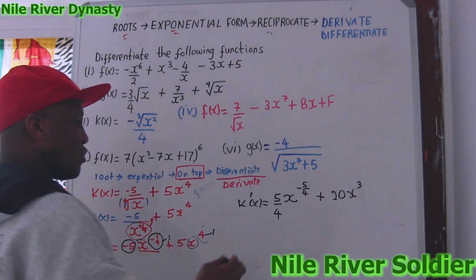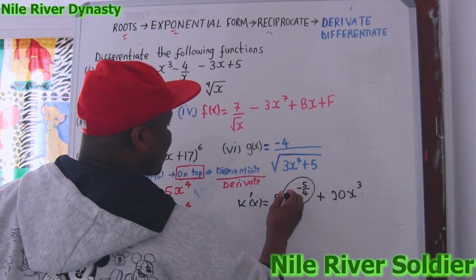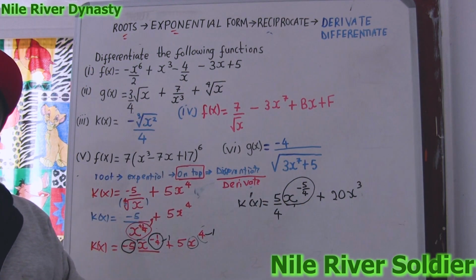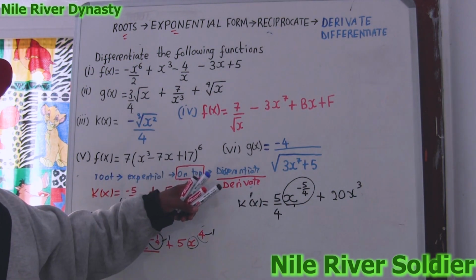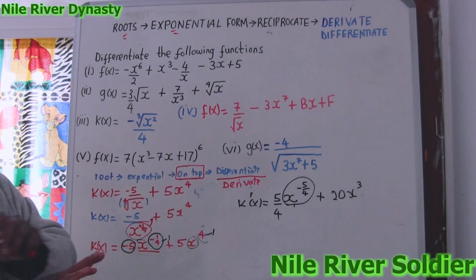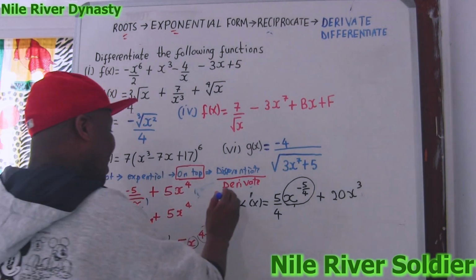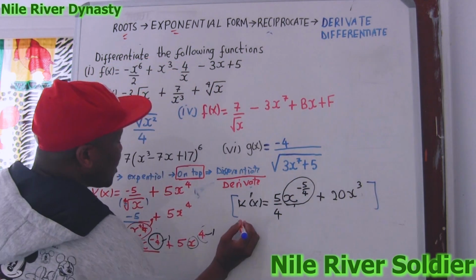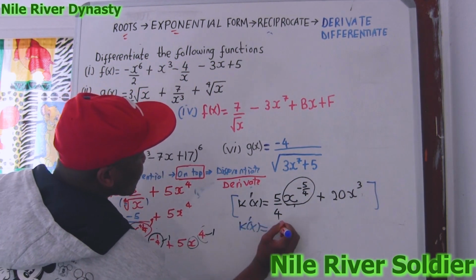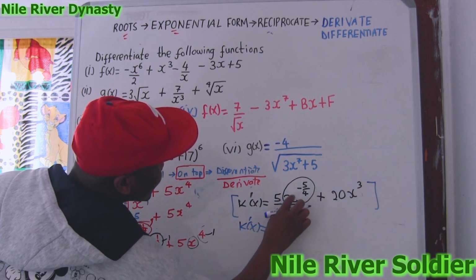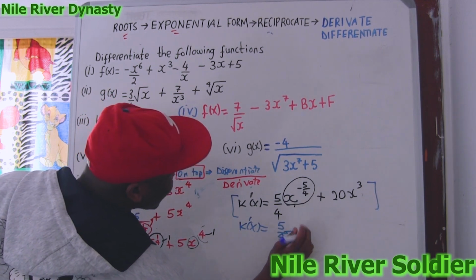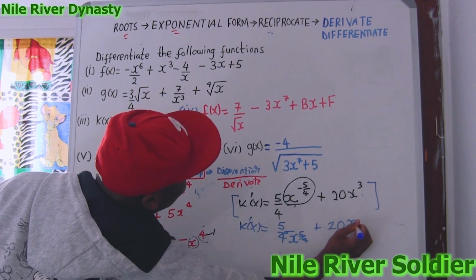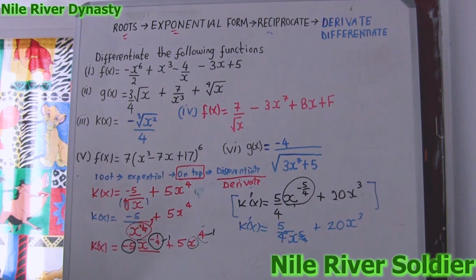But even if you finish, it's not good to leave it like this. We're going to take it to the bottom again. The reason why we took it to the top is that for differentiating, it must be in exponential form. Everything has been differentiated, this is your final answer, but don't always leave your final answer in negative form. So we're going to take this to the bottom. It's going to be k prime, 5 over 4, and this is going to come to the bottom, which is going to be x. Since it's negative, it's going to become positive. 5 over 4 in the plus 20x cubed. And then we're done. So that's the final answer.